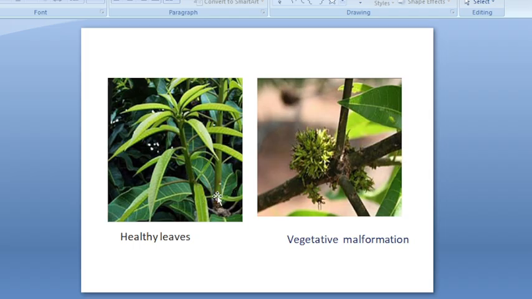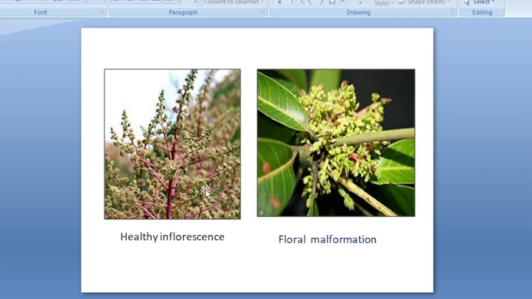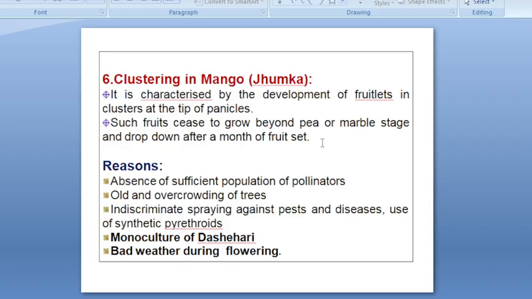So here is how the healthy leaves look and malformed leaves during vegetative malformation and floral malformation, healthy inflorescence and malformed inflorescence. Clustering of flowers in the case of mango is called jhunga. This one is mainly because of insufficient availability of pollinators, and also if there is no proper training and pruning operation that leads to the crowding of the trees or branches, and if there is excessive use of pesticides or fungicides, or if we are growing a single variety, monoculturing is also one major problem.